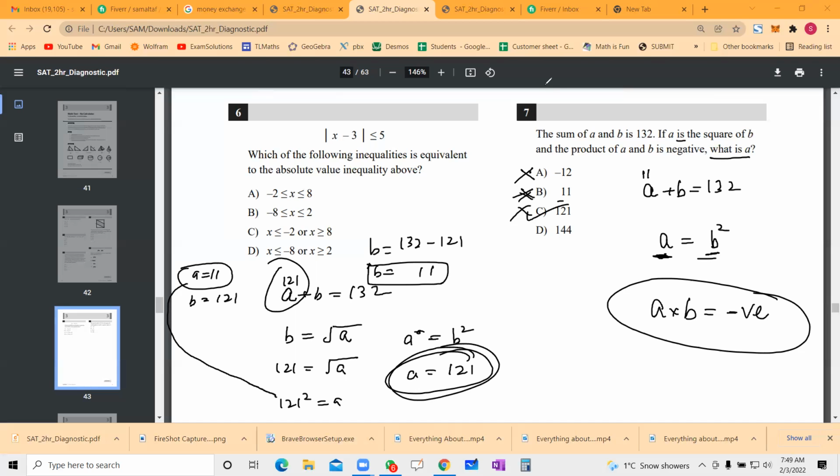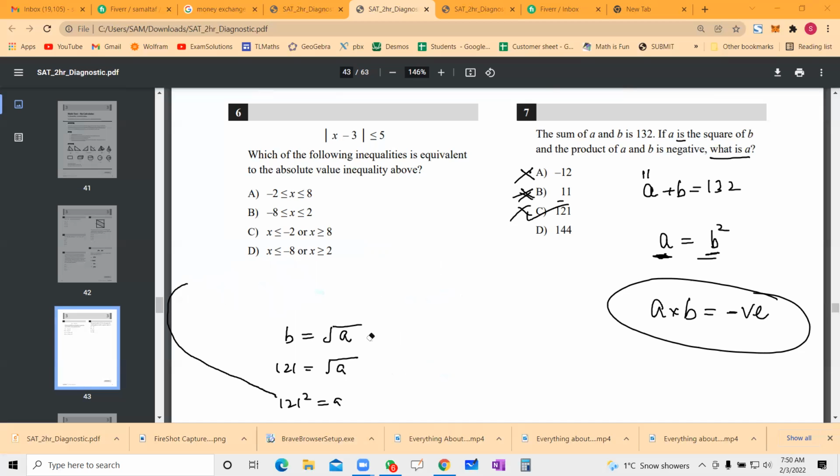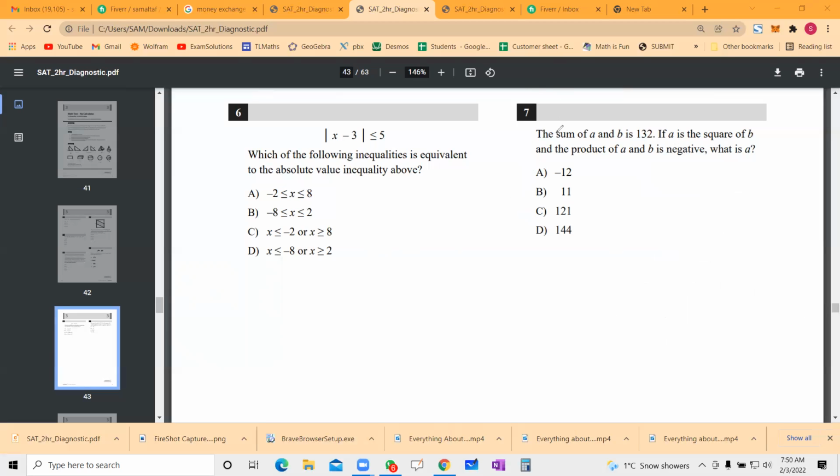Can you yourself try option D and check out? So we would do 144 plus B equals 132. So that means B will equal negative 12. So I have done somewhere wrong. I think option D is the answer. Yeah, and the negative 12.